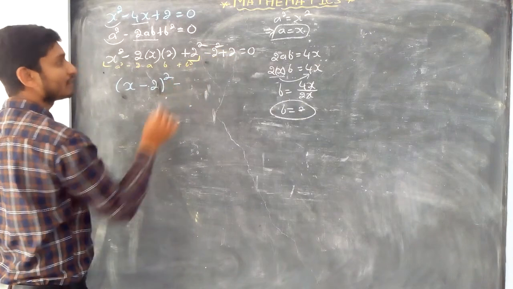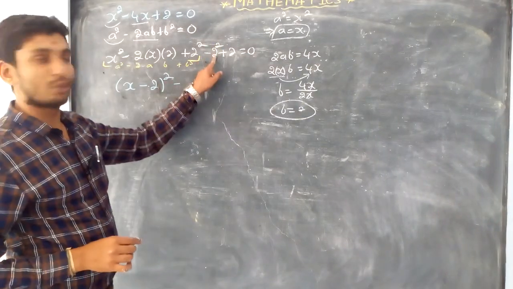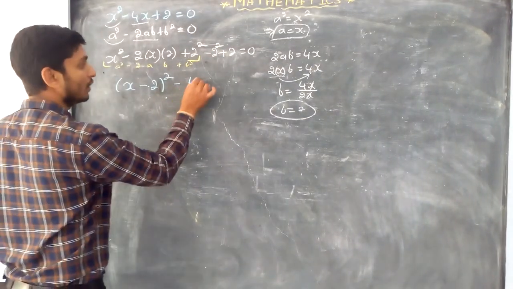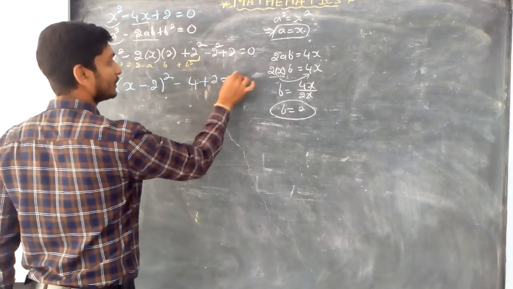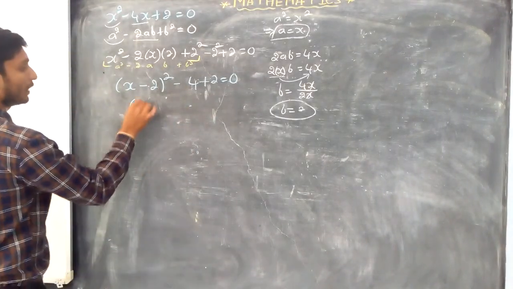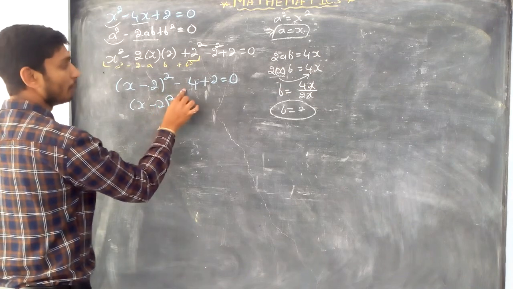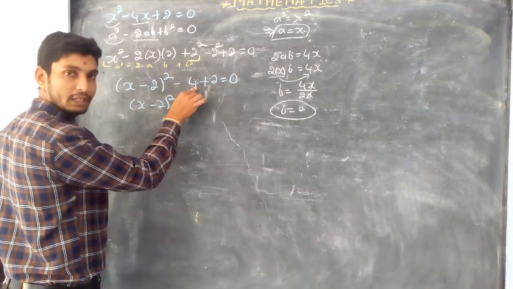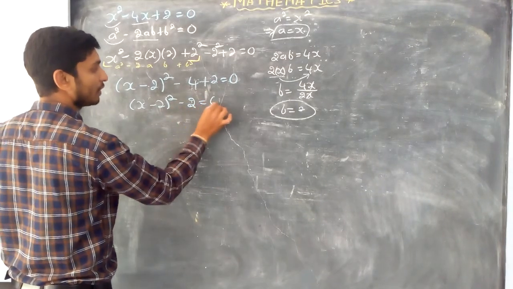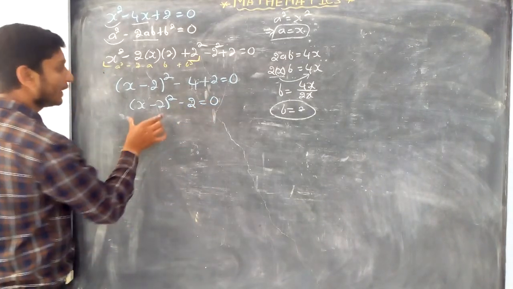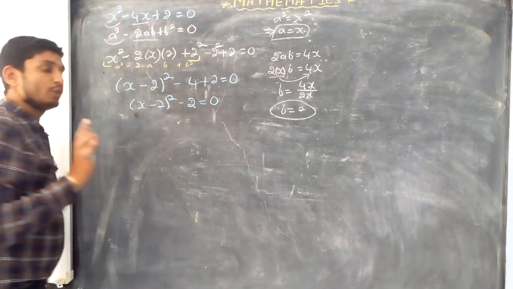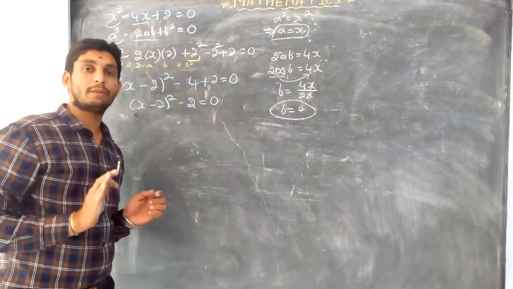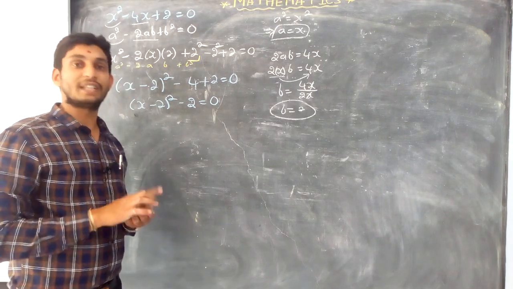Minus 2 square means the square is only for 2. That's why 2 square is 2 2s are 4. Then plus 2 is there as it is, right? Now simplify: x minus 2 whole square minus 4 plus 2 means subtraction. We'll get 2. Bigger number is 4, its sign is minus, equals 0. Now I need to find the value of x. Yes, your choice. Any method you can use, but better is to use the second method.